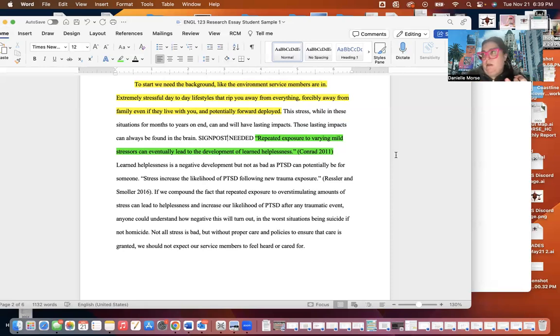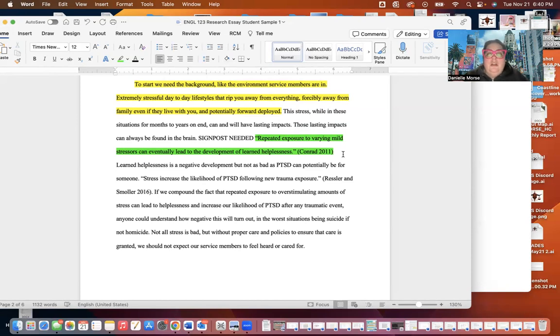There's no signpost there, which means there's no contextual lead-in written by the writer to say, and here's how this is connected. So there's no connection between these ideas and this idea of learned helplessness. The idea of learned helplessness is not in the topic sentence. So again, it's like, woo, new idea. I don't know what I'm supposed to do with that.